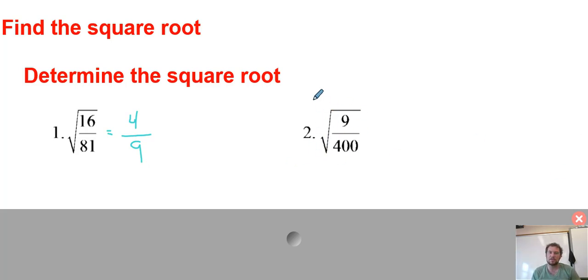Same thing here. If I wanted to find the square root of 9 over 400, what is the square root of 9? It's 3. And what is the square root of 400? It is 20.